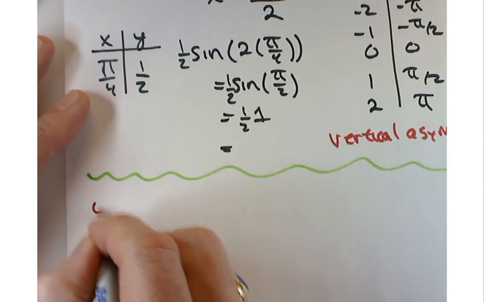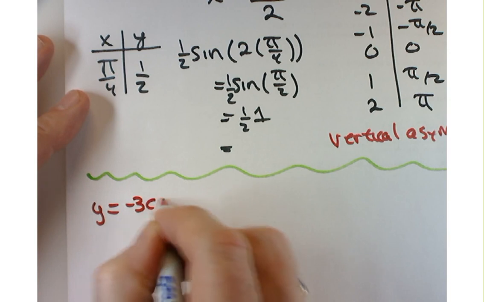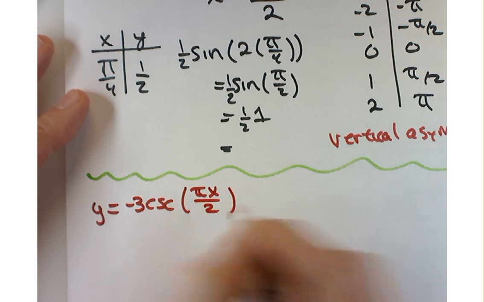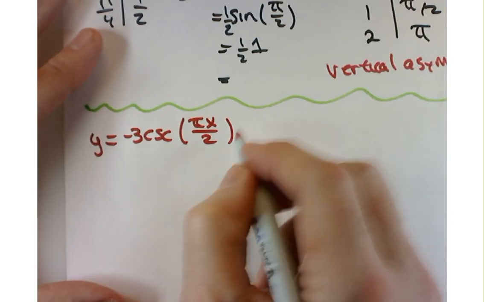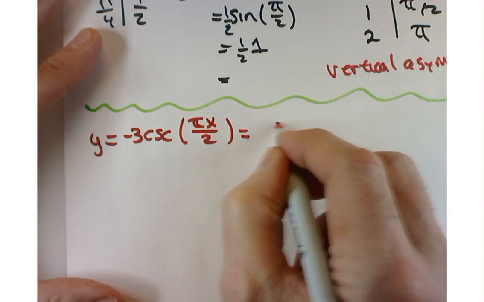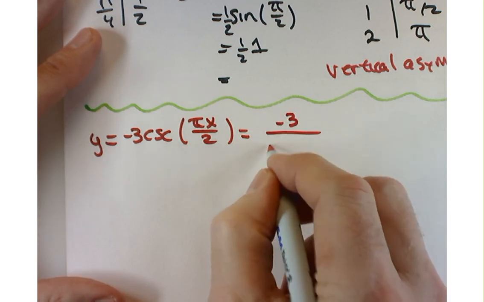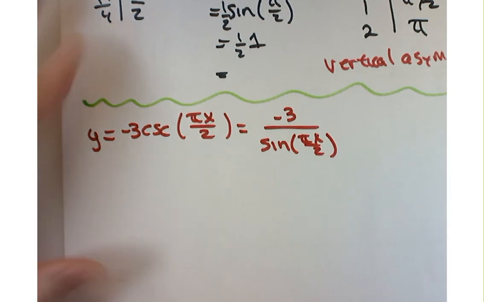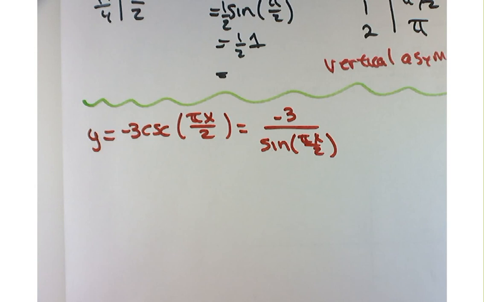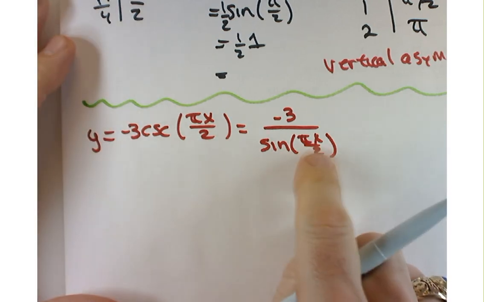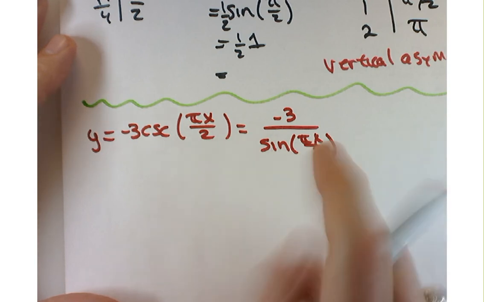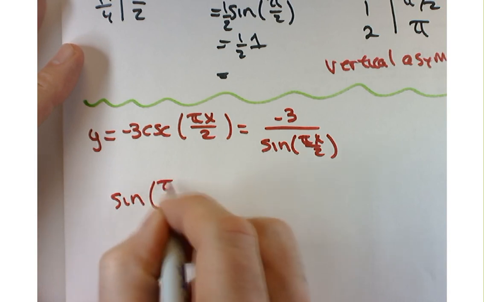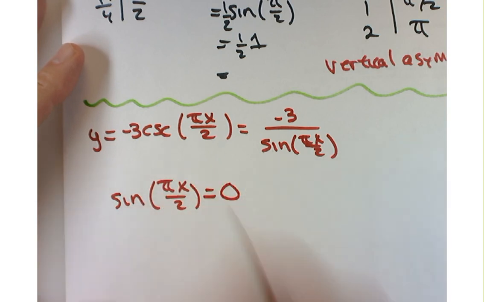Let's see. Y equals -3 cosecant of pi x over 2. Now I can write that a couple ways. I can write that as -3 over the sine of pi x over 2. And that's good. Let's see what I can do with this. I want to know where the denominator equals 0. So that'd be where does sine of pi x over 2 equal 0?